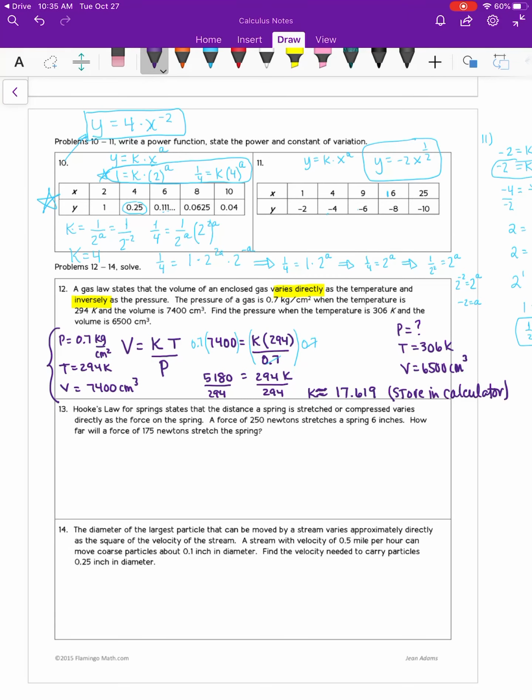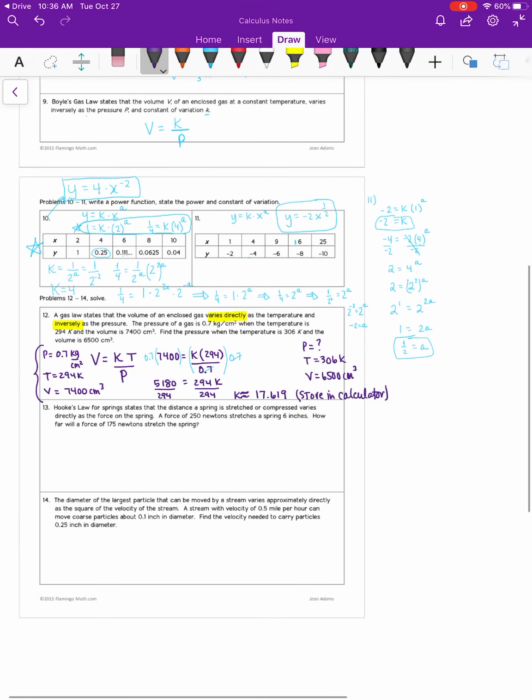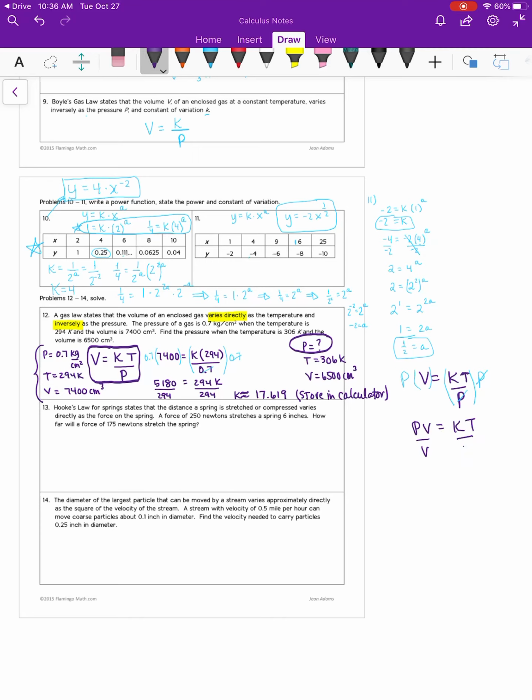So now when I go back to do my problem, by the way, if they want to solve for P, your science department would have you start with this and solve for P. So what would you do? You would multiply both sides by P to get rid of the denominator. If I multiply both sides by P, the P's cancel on that side, and I'm left with P times V equals K times T, and then I would divide by V.